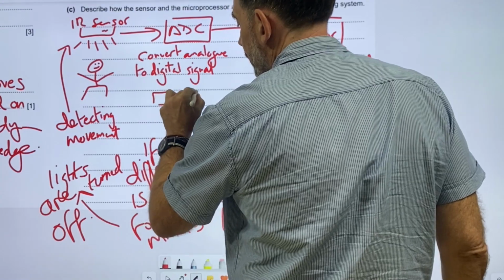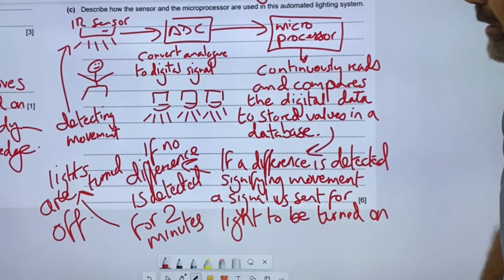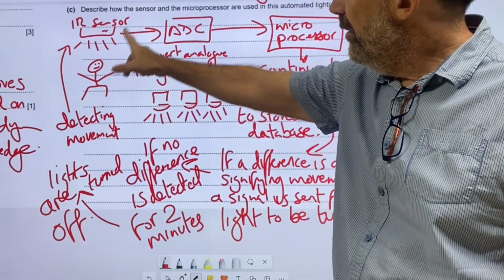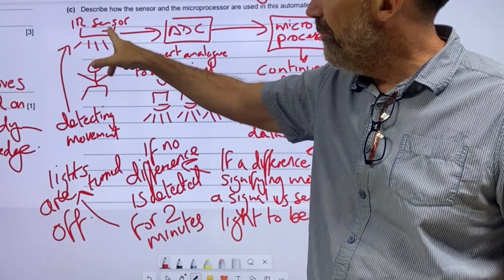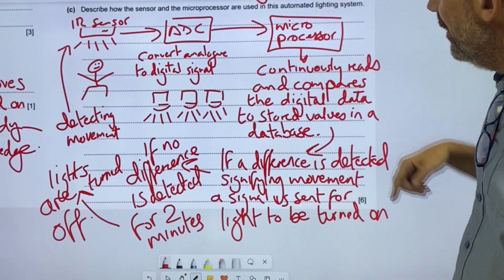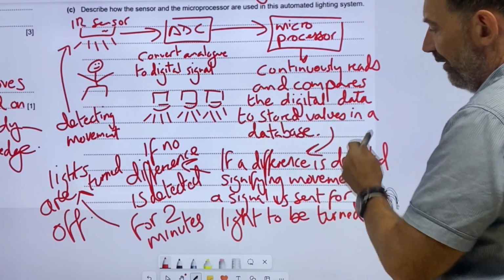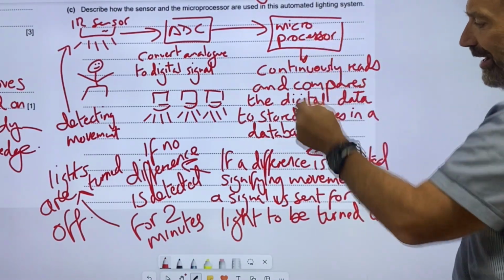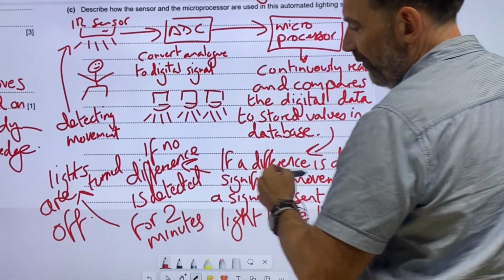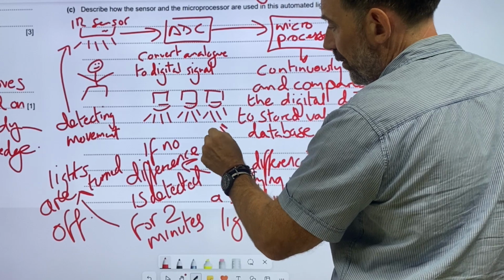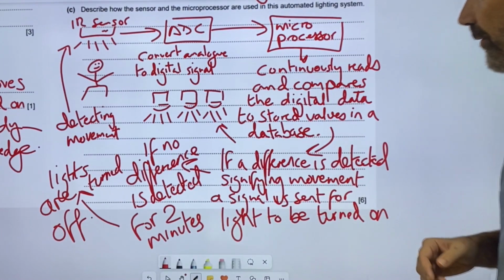So, to analyze: the infrared sensor detects movement. The ADC converts the analog signal sent by the sensor to a digital signal for the microprocessor. The microprocessor continuously reads and compares the digital data to values stored in the database. If a difference is detected, maybe in the range, then a signal is sent for the lights to be turned on. If no difference is detected after 2 minutes, then the lights are turned off.